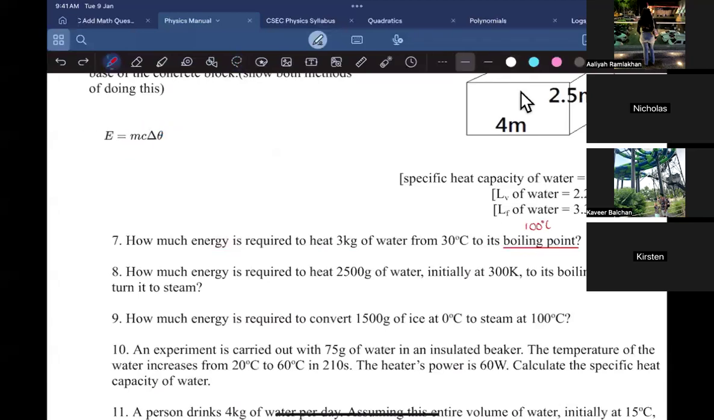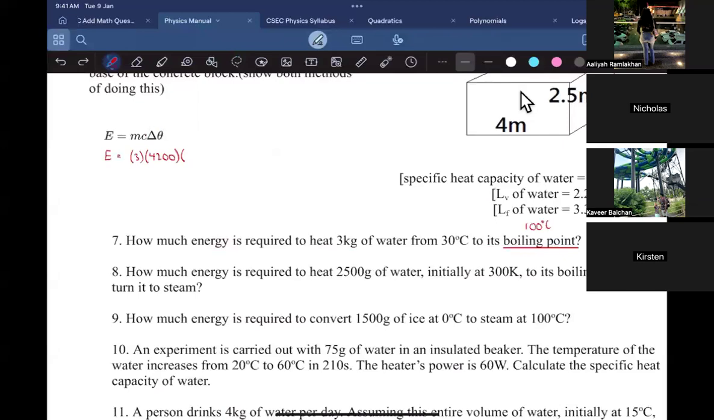So let me calculate the energy. What is the mass of the water? 3 kg. Right? So the mass is 3 kg. What is the specific heat capacity of water? 4,200 joules per kg Kelvin. Right? So I'll put the 4200 here. And the change in temperature.